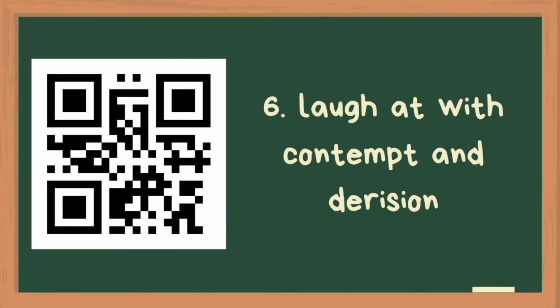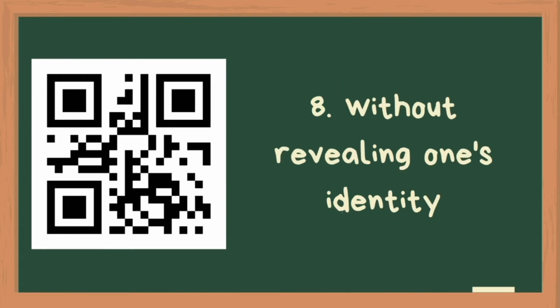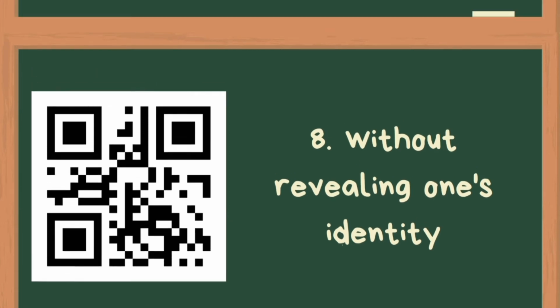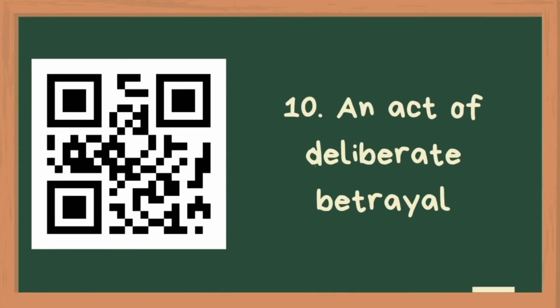Number 6. Laugh at with contempt and derision. Number 7. Demonstrating ability to recognize or draw fine distinctions. Number 8. Without revealing one's identity. Number 9. Impervious to correction by punishment. And number 10. An act of deliberate betrayal.